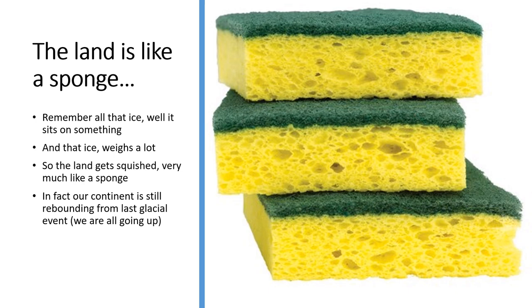I also mentioned this, that ice is really heavy. And ice is so heavy, in fact, that the land is sort of like a sponge, in that it can be compressed. So if you imagine you put a sponge in your kitchen sink so that your mom doesn't get mad when there's water all over the place, and you put a cup on that sponge and you start to fill it with ice, what you'll see, of course, is that all that weight is going to slowly compress the sponge.